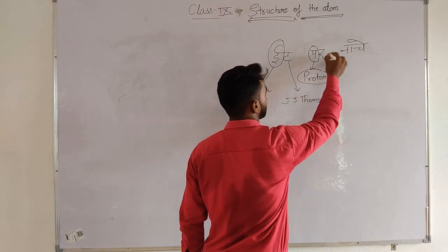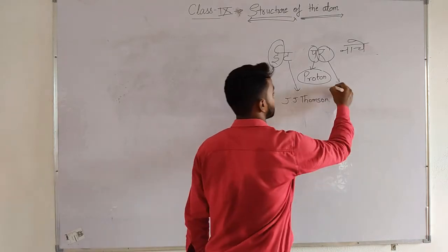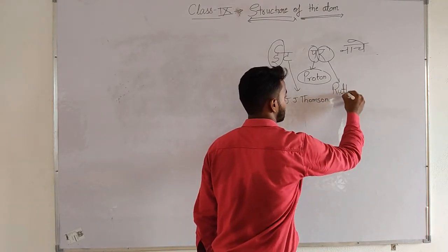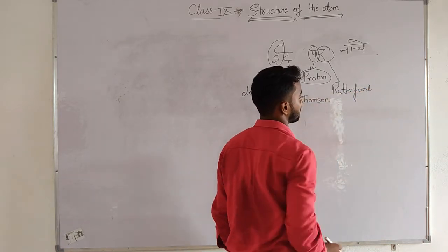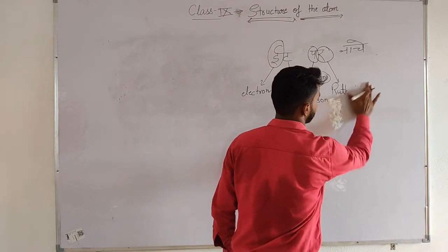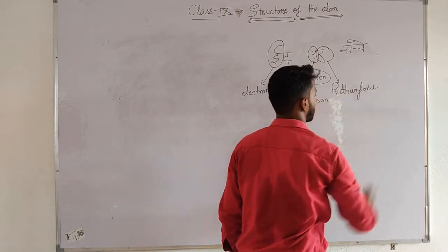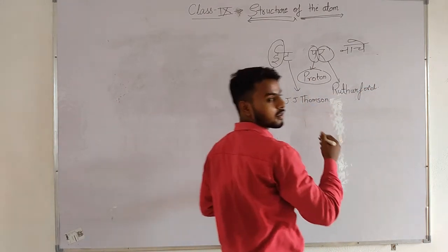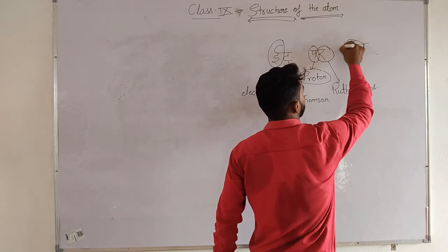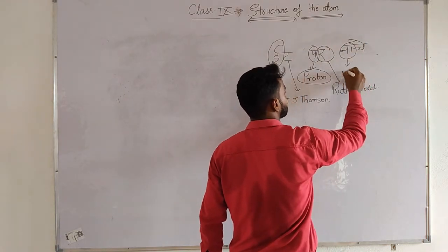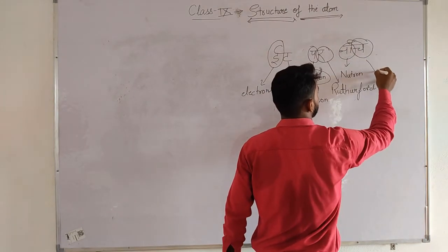And next, "par" represents the subatomic particle proton. Who discovered the proton? "Ra" represents the scientist Rutherford. And "nache": "Na" represents the neutron. Who discovered it? Chadwick.